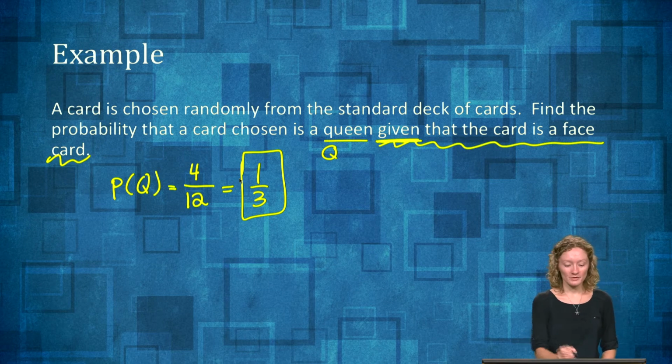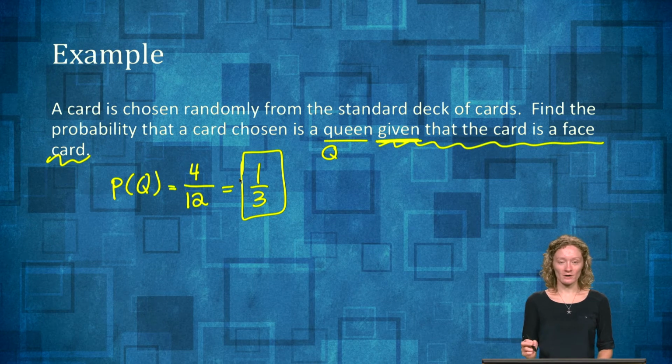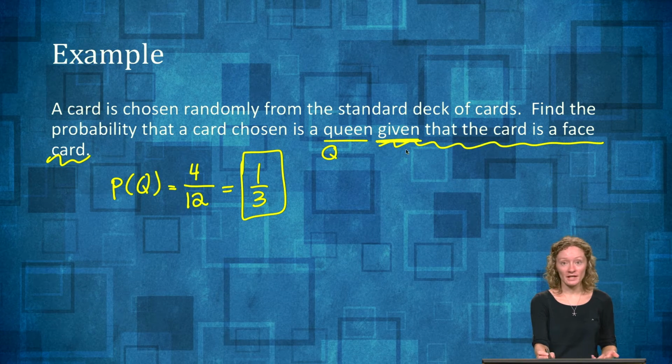Of the 12, how many met the criteria? 4. 4 of 12, simplify, 1/3. And that's what every conditional problem looks like. It's conditional because you're given an additional piece of information.